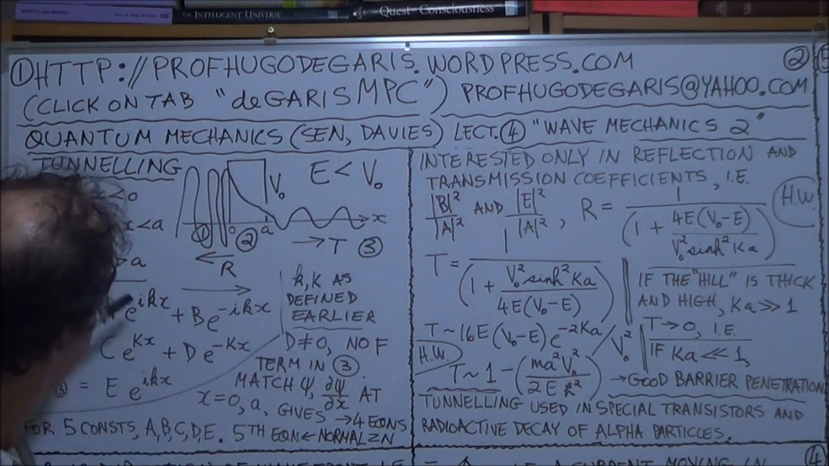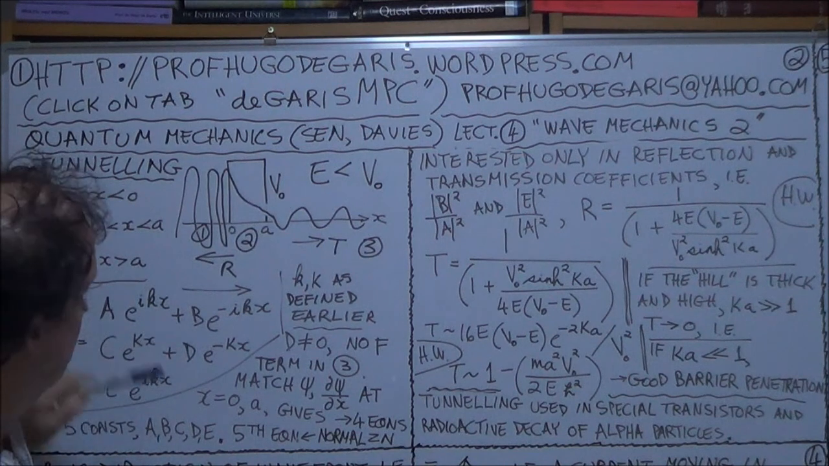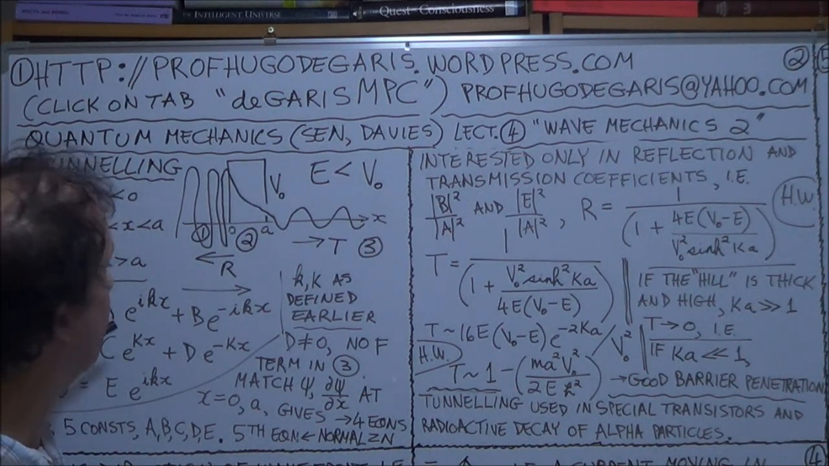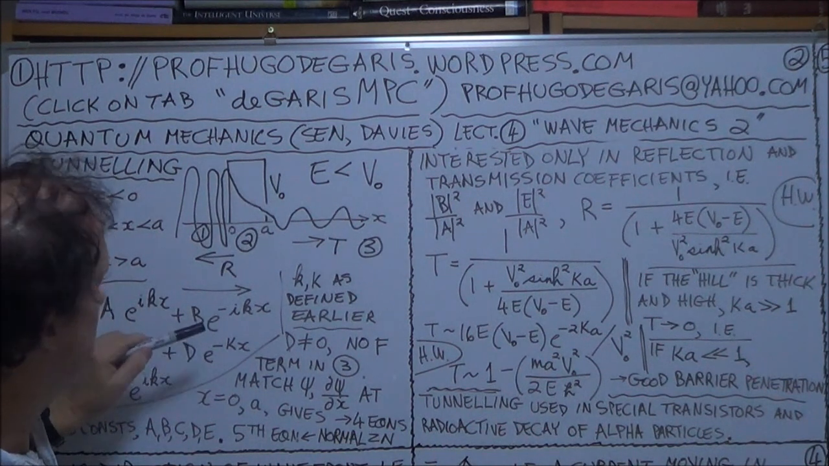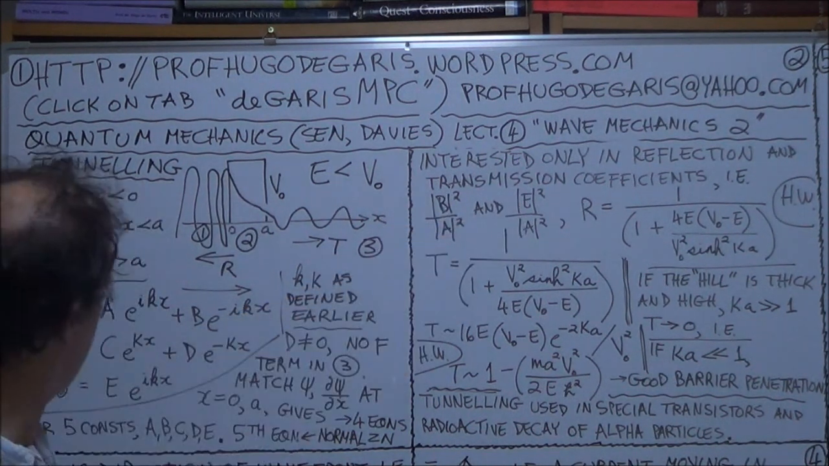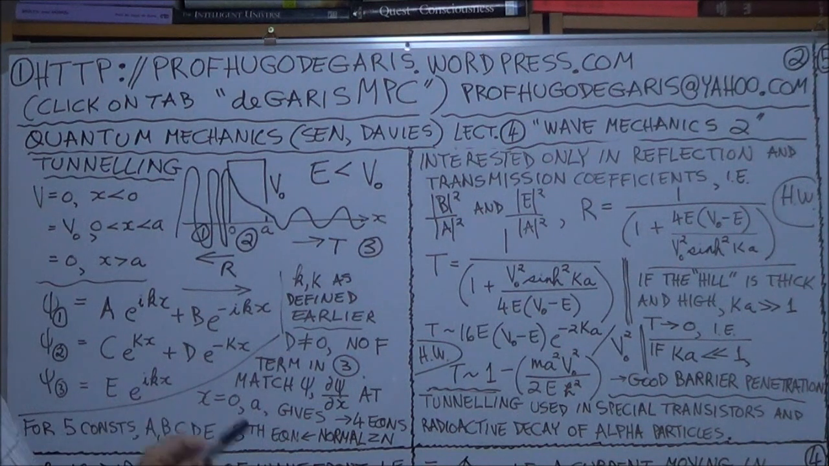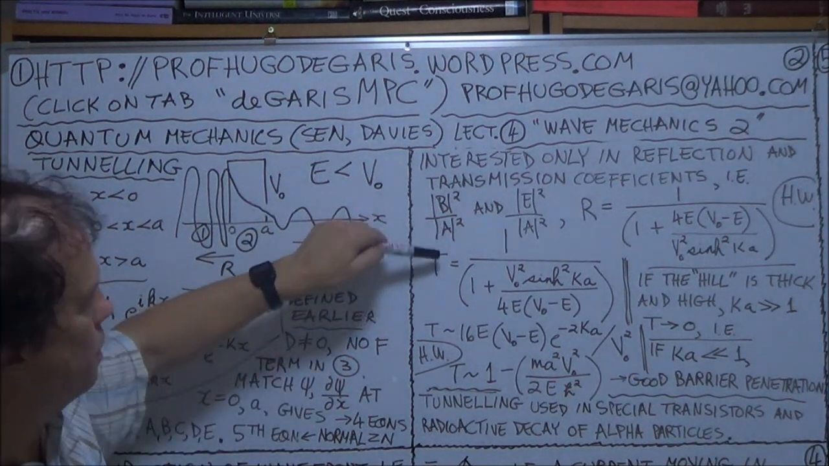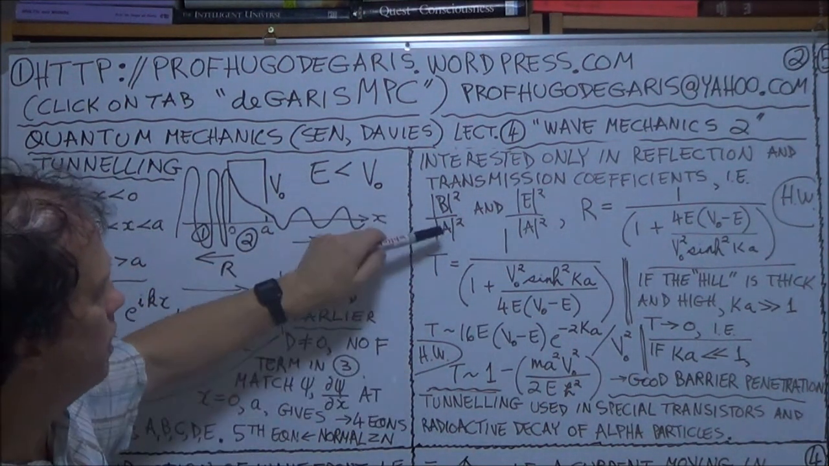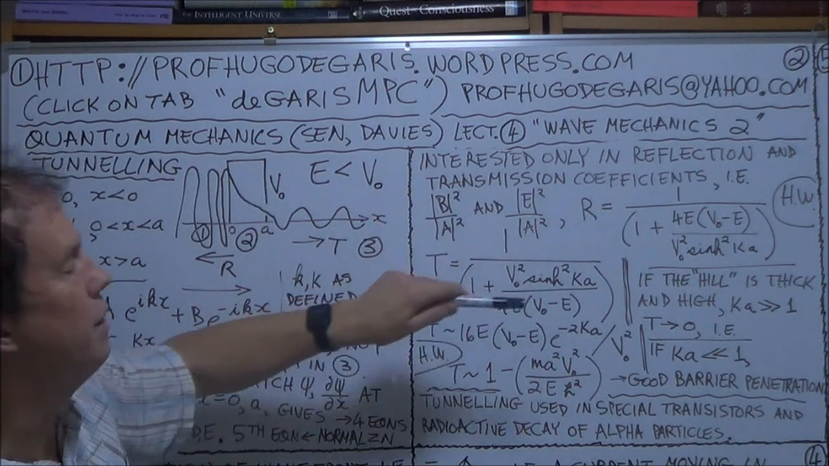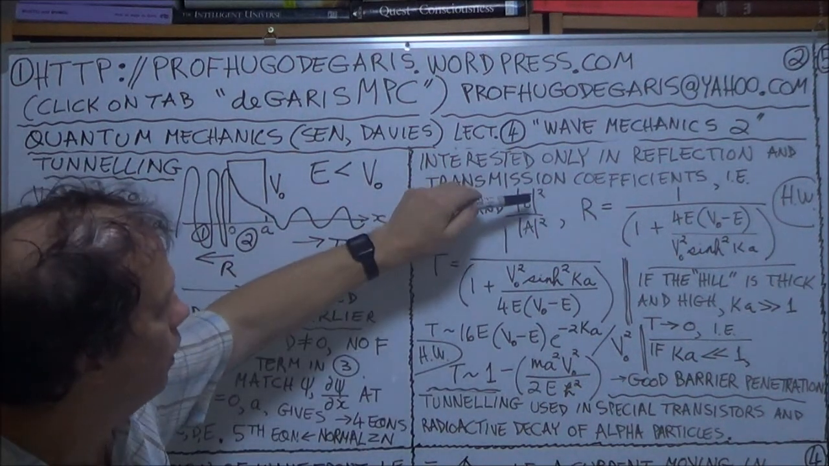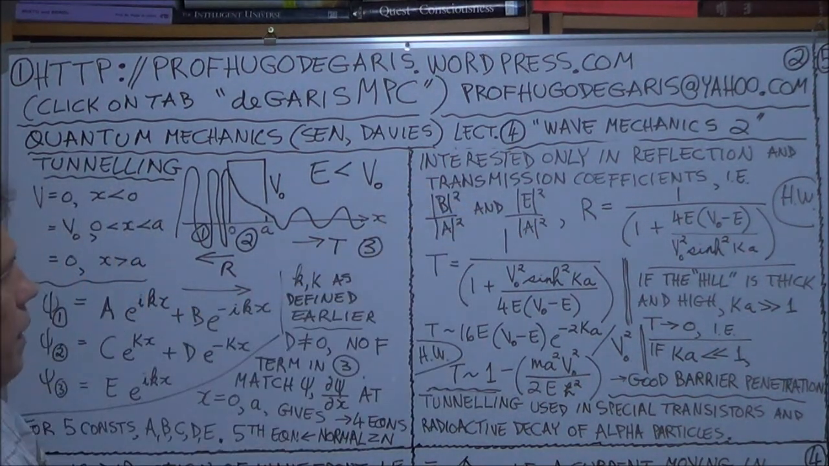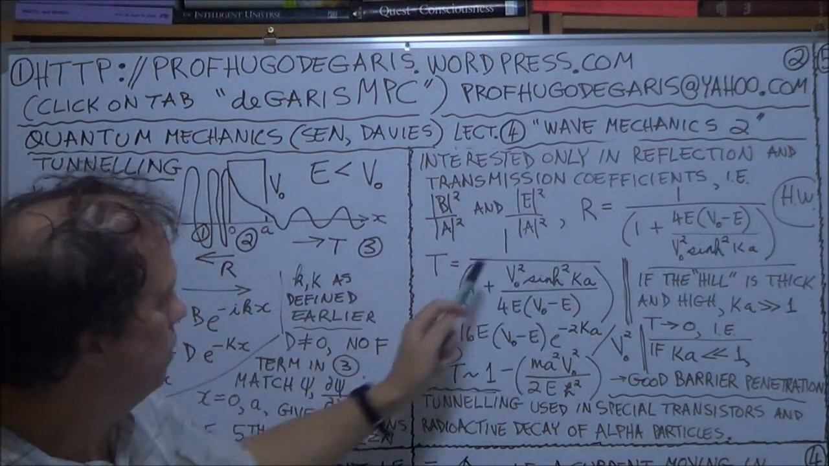So you don't need to solve for all 5 of these constants. Just finding what B over A is and what E over A is. You only need the proportions. You don't need to know the absolute value of A. You just want to know what B over A is and then square it, or what E over A is and square it. And these will give you your R and T.